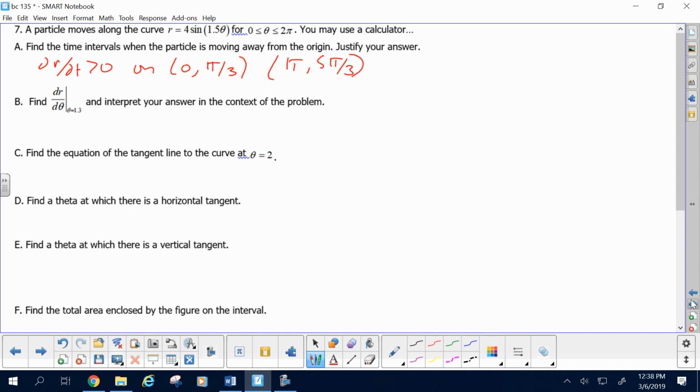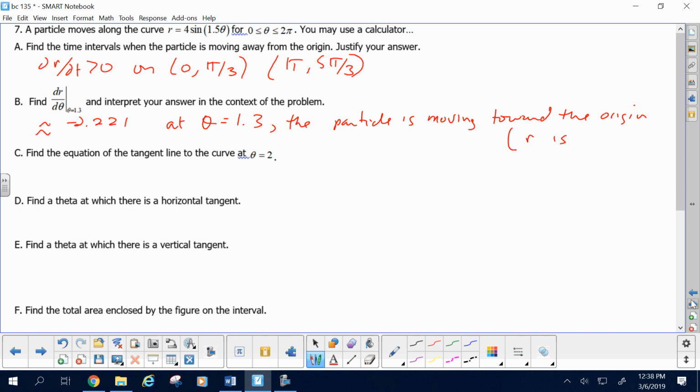B. This is equivalent to roughly -2.221. Interpreting that, at theta equal 1.3, the particle is moving toward the origin, because r prime is negative, so r is decreasing. Are there any units for 2.221? I have not seen one with units. No. Good question; I tried doing units.